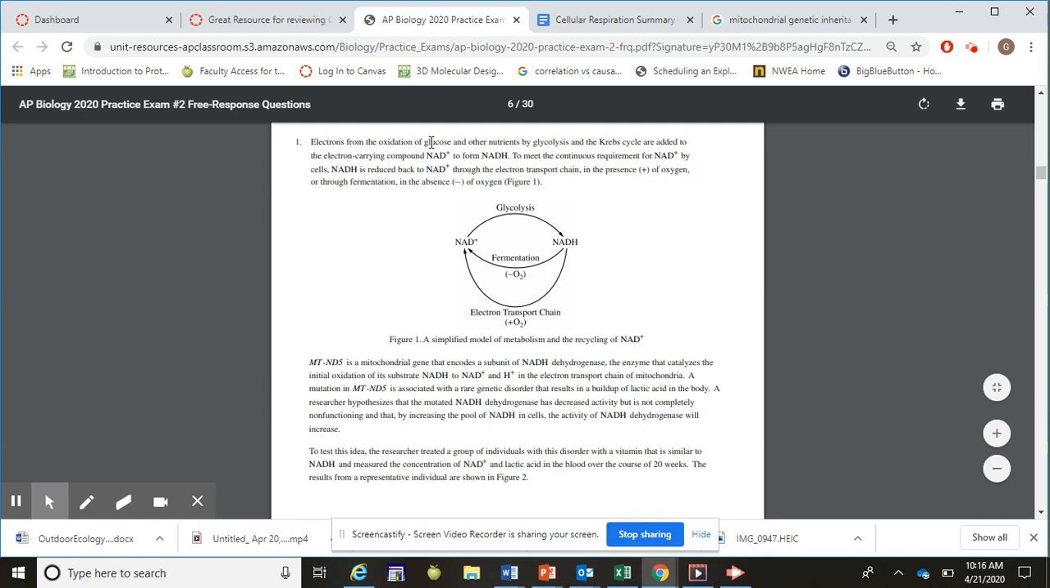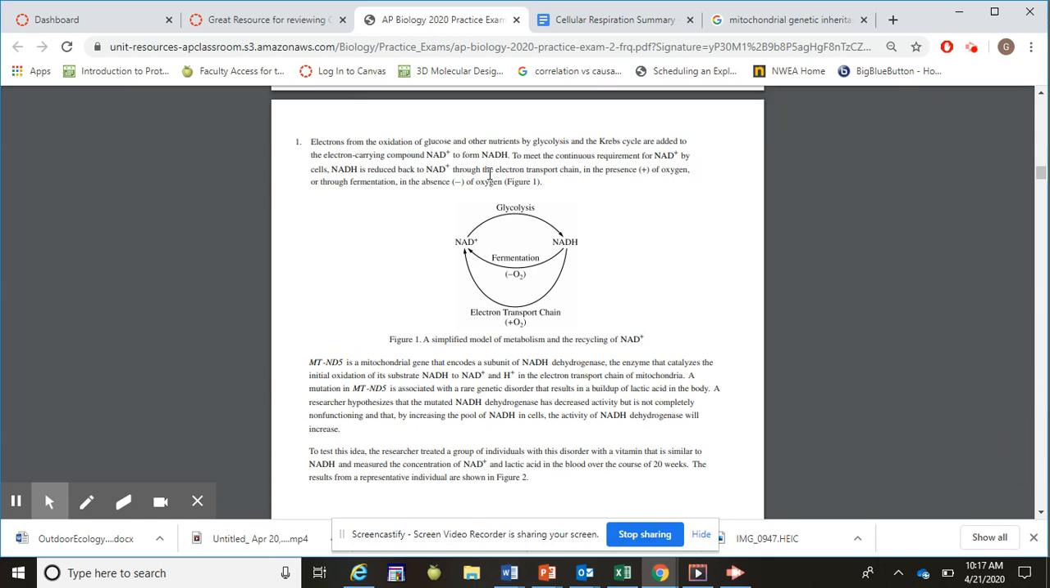Electrons from oxidation of glucose, oxidation is the breaking down of glucose and other nutrients, by glycolysis and the Krebs cycle are added to the electron-carrying compound NAD+ to form NADH. So when the electron carrier picks up the electrons, it turns into NADH. A lot of times I reference the electron carriers as like Ubers. So this is the empty Uber, and then this is it when it has an electron in it, shuttling it to the electron transport chain. Once it drops off its electron, it would convert back into NAD+. So once you drop off your passenger, you're an empty Uber again.